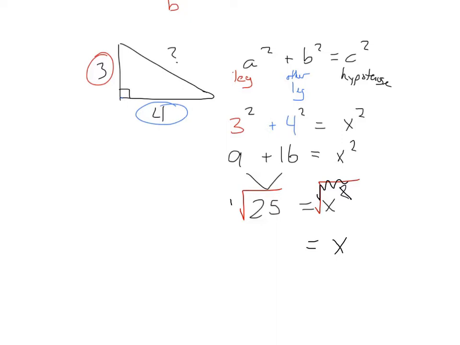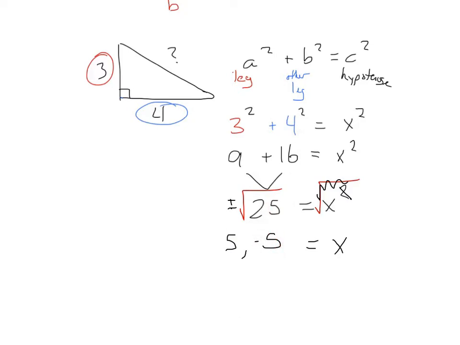I have to have plus or minus there. So technically, my answer is the positive and negative square root of 25. The positive square root of 25 is 5. The negative square root of 25 is negative 5, because 5 times 5 is 25, and negative 5 times negative 5 is also 25.